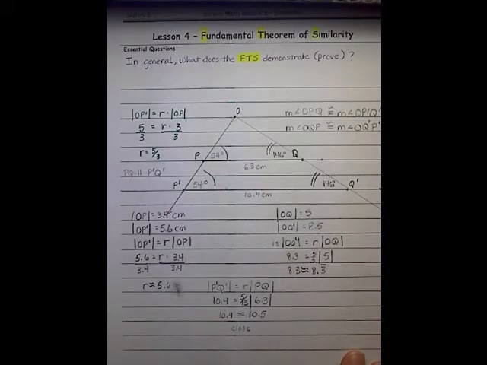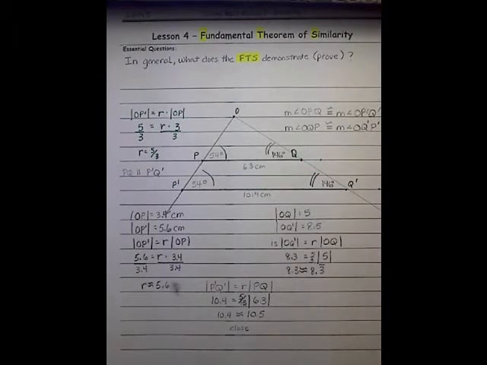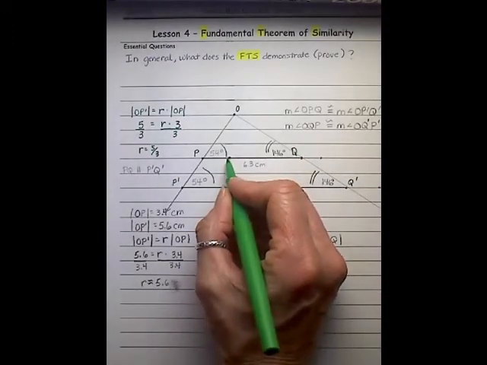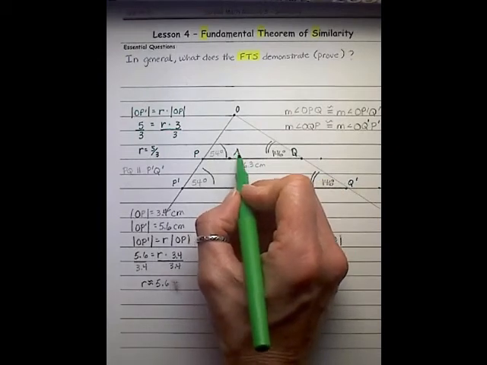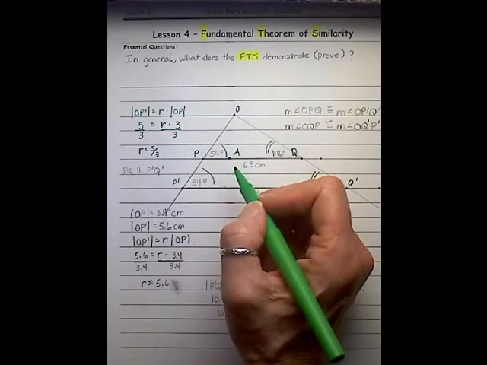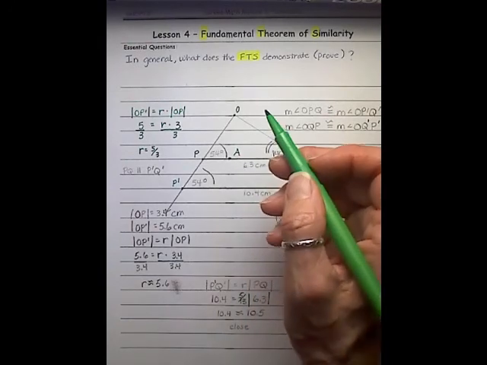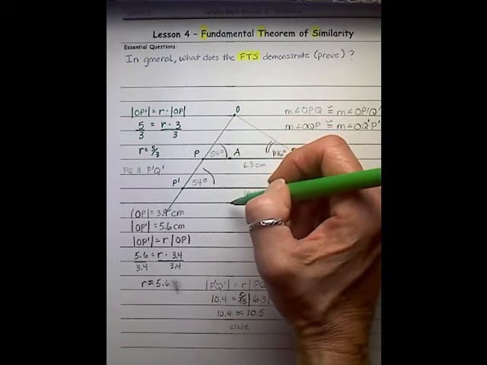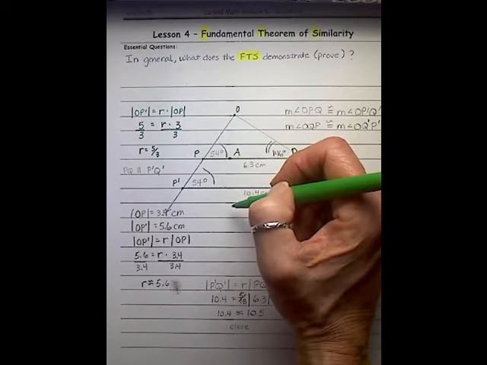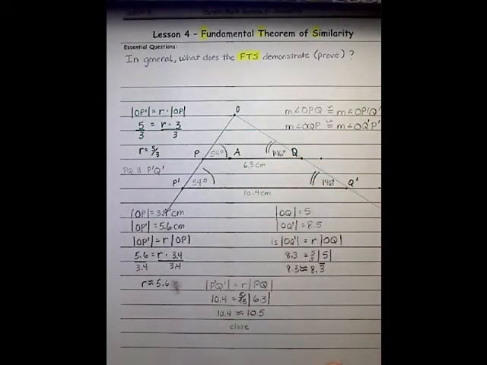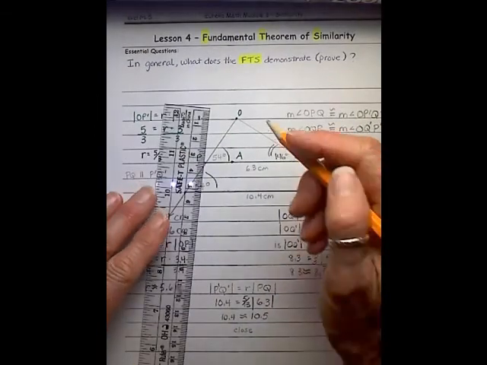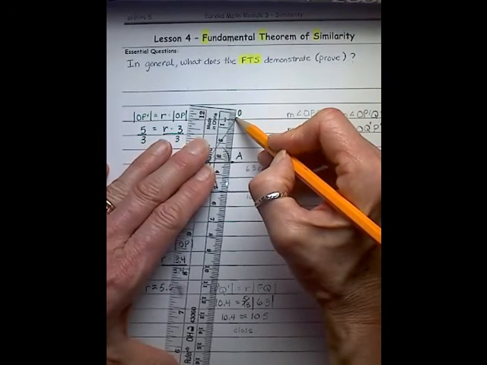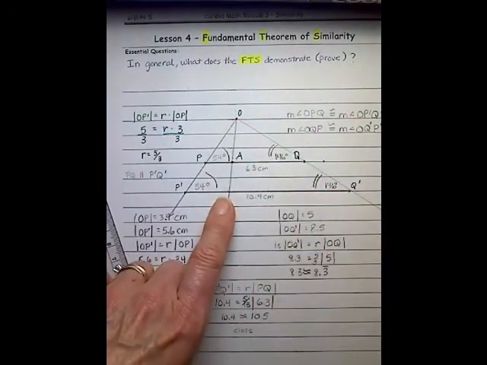Next, we're going to mark point A on PQ, between P and Q. So pick a point between P and Q and label that A. Then we're going to draw a ray from O through A, and then we'll call that one A prime.